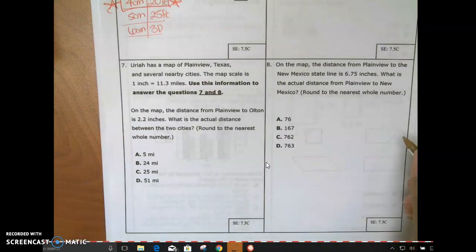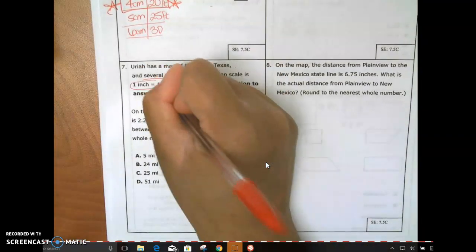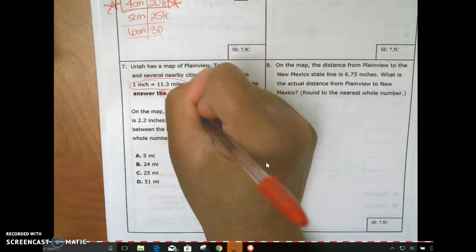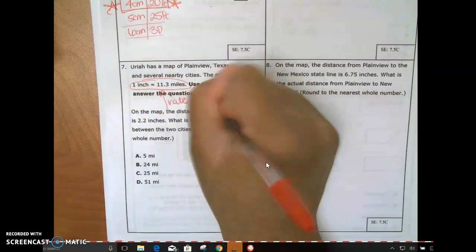Number 7. Uriah has a map of Plainview, Texas, and several nearby cities. The map scale is 1 inch equals 11.3 miles. This is a rate. And where do we put rates?